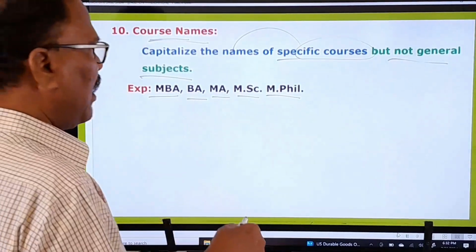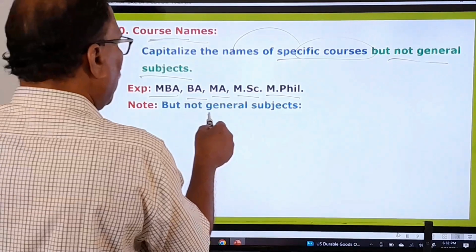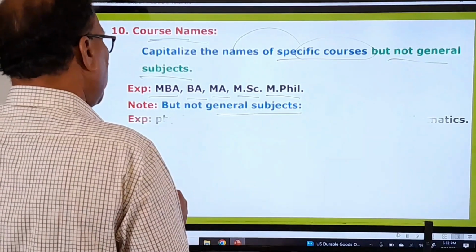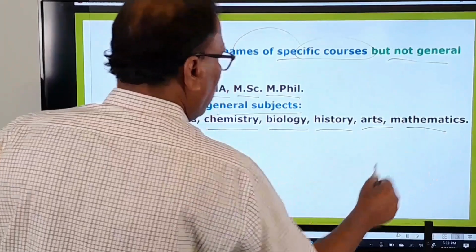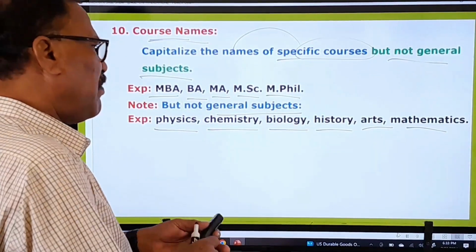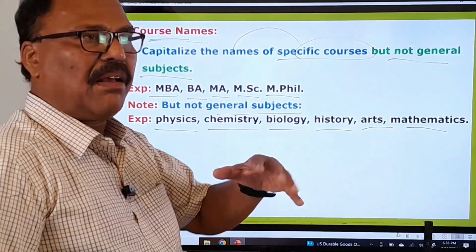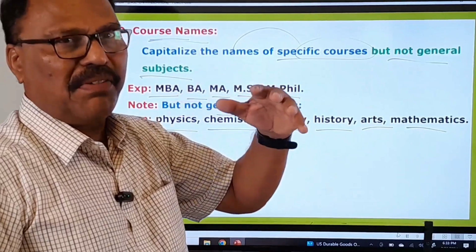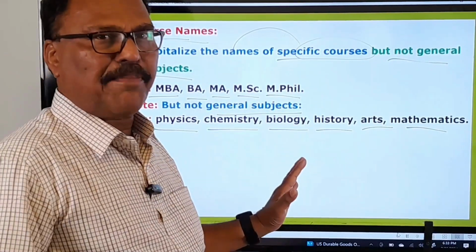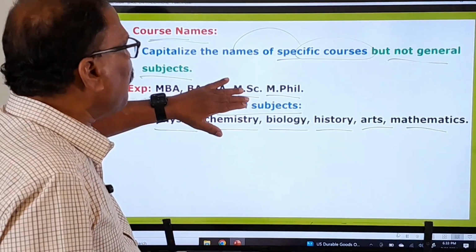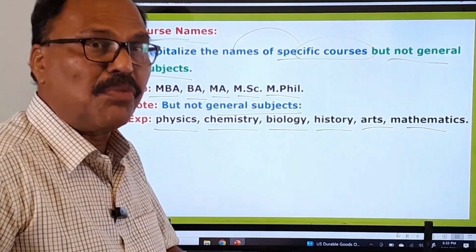They must be capitalized. And here, but not general subjects. General subjects means what? Physics, chemistry, biology, history, arts, mathematics, economics, whatever may be the subjects we study at a degree level, at a PG level, all these subjects, when you mention them, you should not capitalize them. Okay, only the courses must be capitalized, but not the subjects we study.